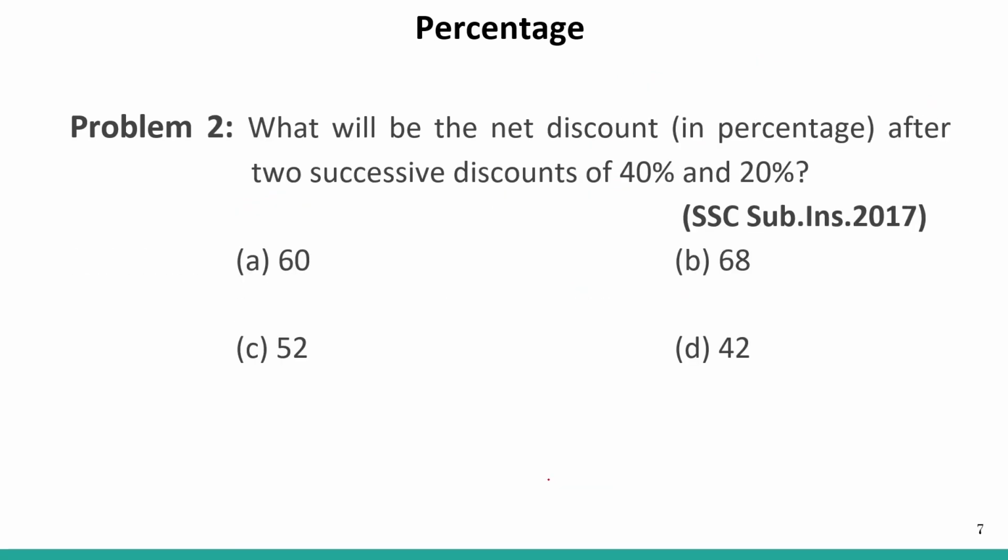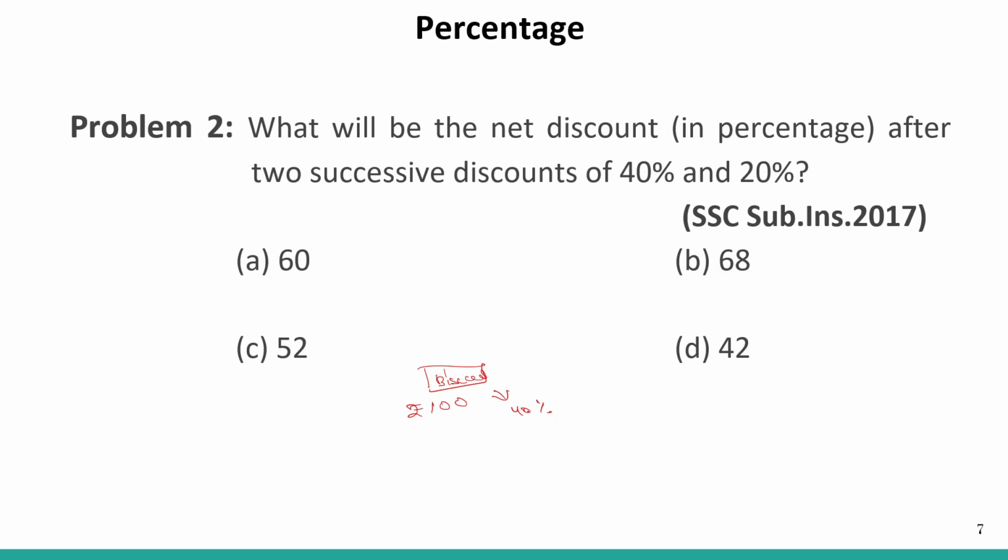Problem number 2 asks us what will be the net discount after two successive discounts of 40% and 20%. Let's say you have a biscuit whose price is 100 rupees. So first I gave a 40% discount.